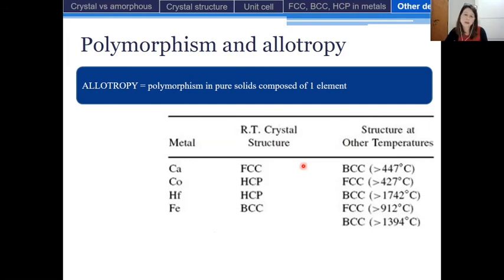Another example of allotropy presented in this table is for these three metals. Depending on the condition, they form one structure or another. So you have some examples. At room temperature, you have such a crystal structure. For example, cobalt forms the hexagonal close-packed crystal structure. And above a certain temperature, in this case 427 degrees C, it transforms into another crystalline structure, which is an FCC structure.